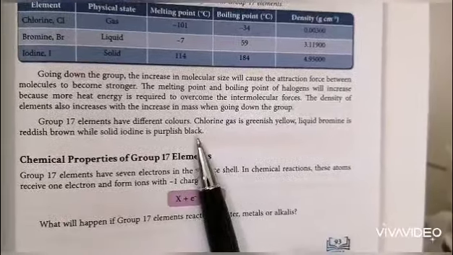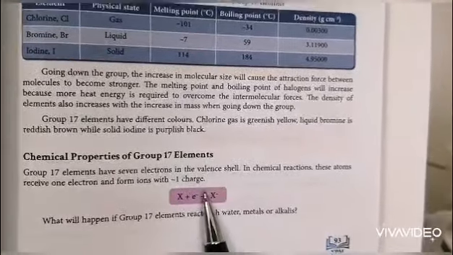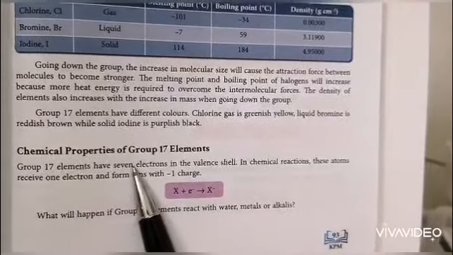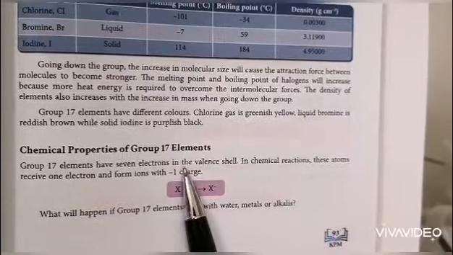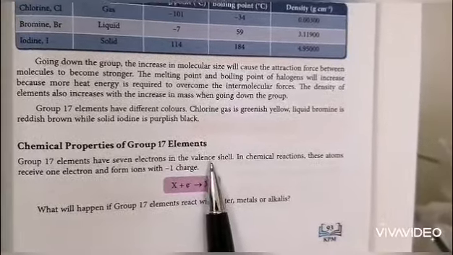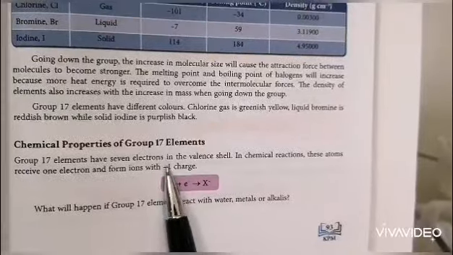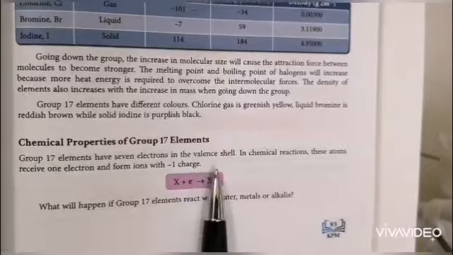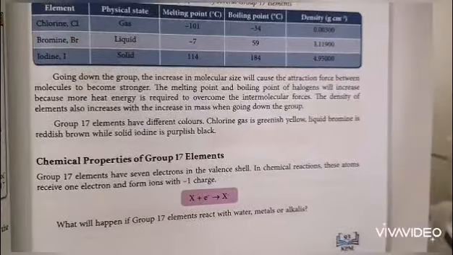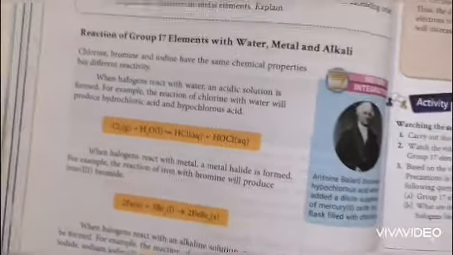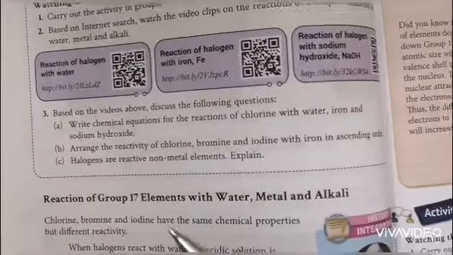Okay, how about their chemical properties? All of the group 17 elements have 7 valence electrons. Because of the same number of valence electrons, they have the same chemical properties. So, chemical properties refer to their reactions. What kind of reactions do they have?